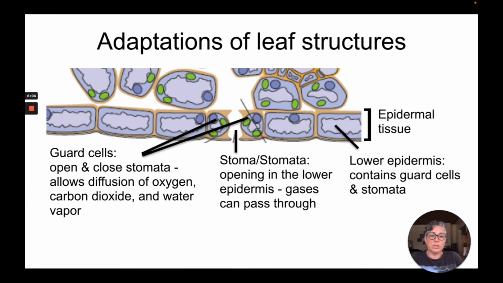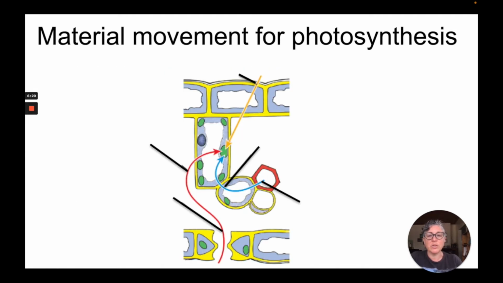So the lower epidermis, which are the cells on the bottom, again, those are transparent. They do not have chloroplasts. These are going to contain the guard cells and the stomata, and we've already seen what that looks like in a previous video.